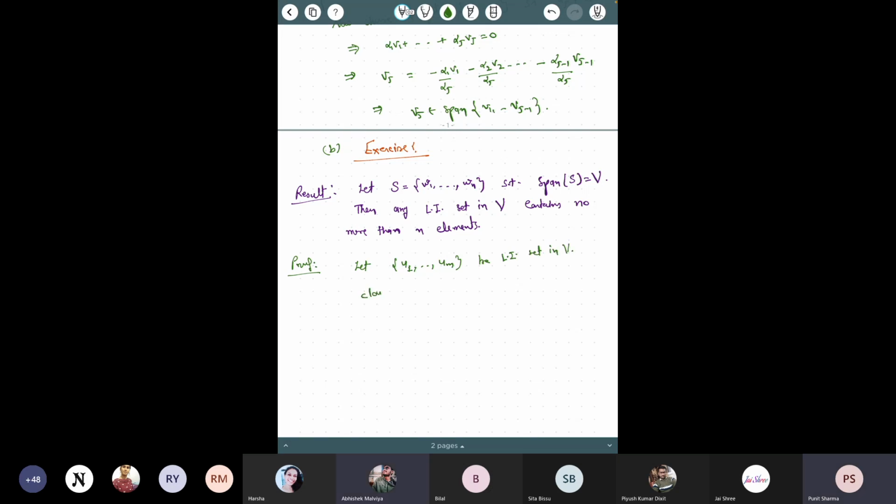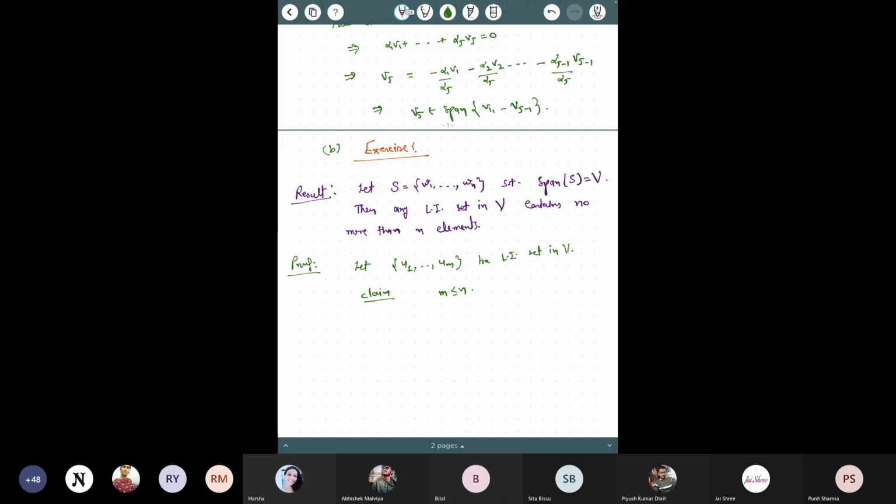Now, what is my claim? My claim is to show that m is less than or equal to n. If I can show that, then I'm done, because I started with an arbitrary linearly independent set. So now you tell me how to show that m is less than or equal to n.